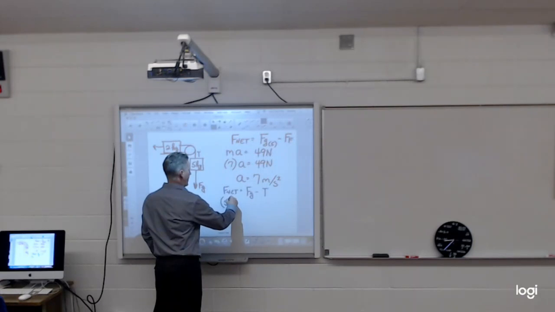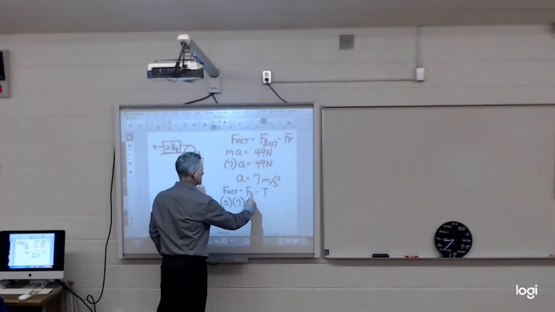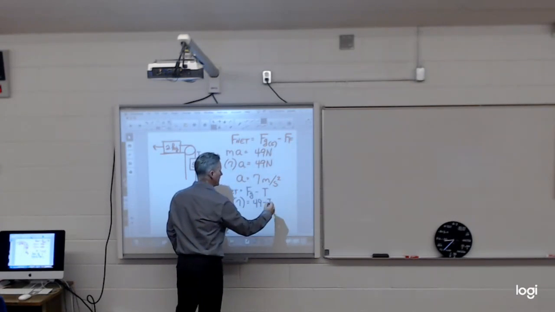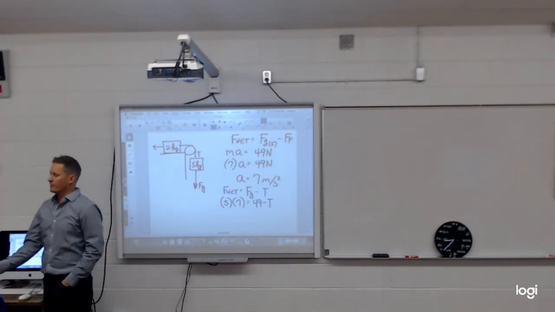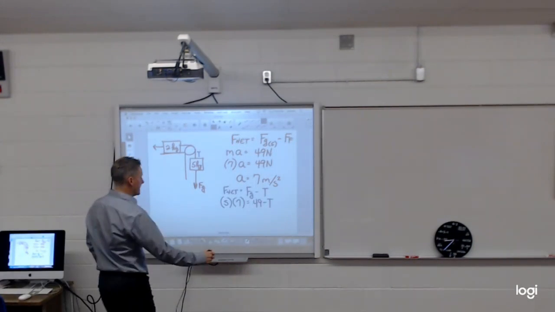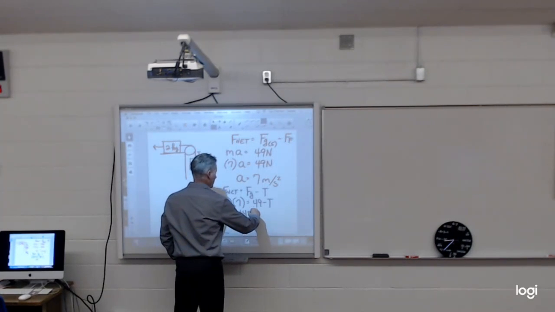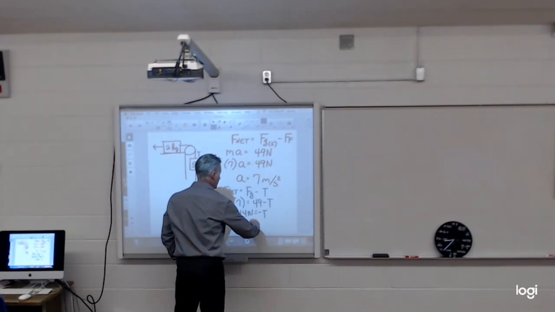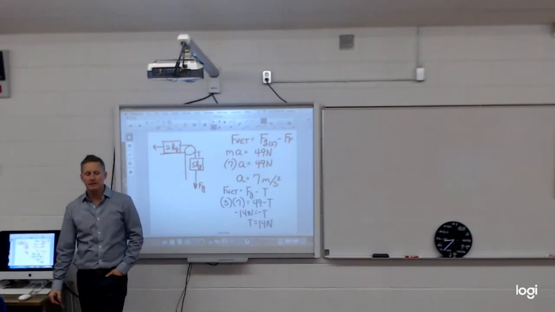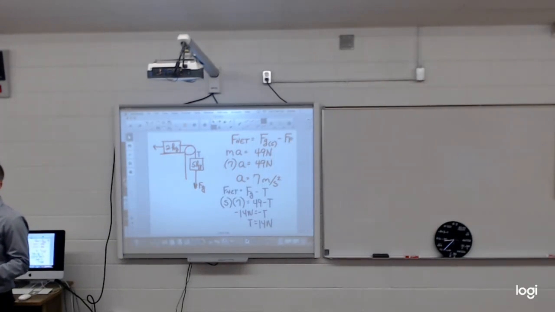So I go 5 kg times 7 meters per second squared is equal to 49 minus T. Now I want to calculate what the tension is in this question. I get negative 14 newtons here. That's what negative T is. So what is T? 14 newtons. So the tension in that string between those two masses is 14 newtons.